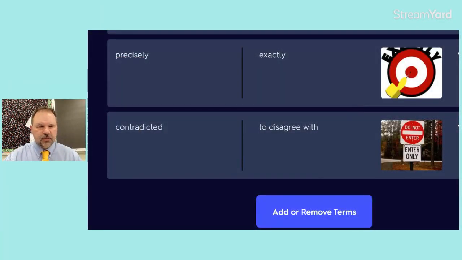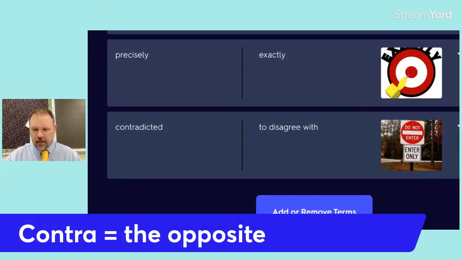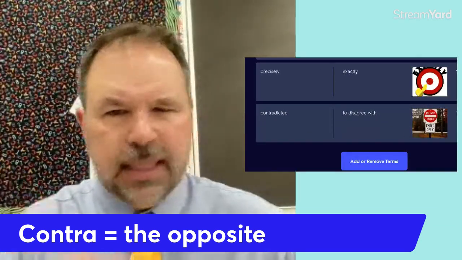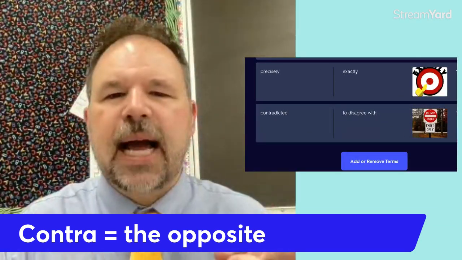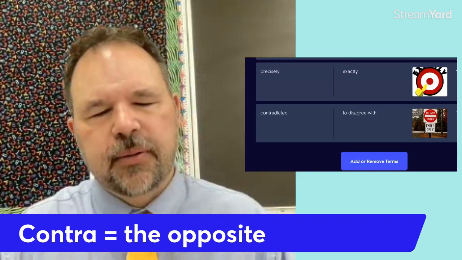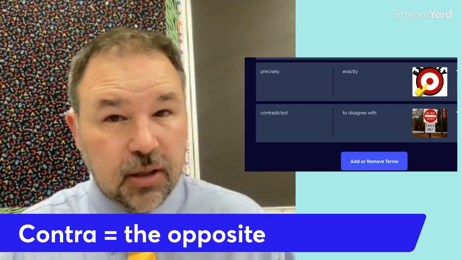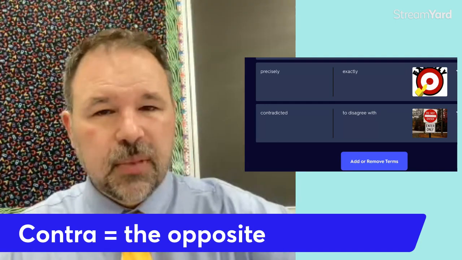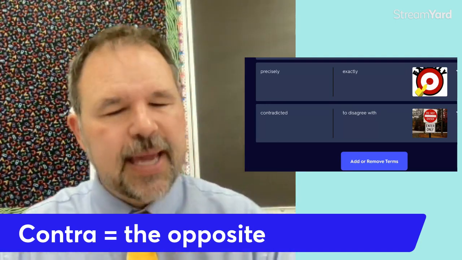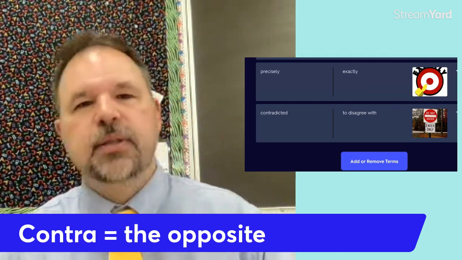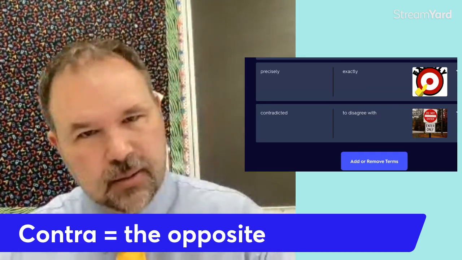And I think this is the last one. Yeah. Contradicted. That means to say the opposite of somebody, to disagree. And you can see those street signs right there. It says, do not enter, enter only. Like, that's the exact opposite. So those signs are contradicting each other. Anytime you hear contra, think the opposite. And so remember, dict means to say. So that word literally means to say the opposite.